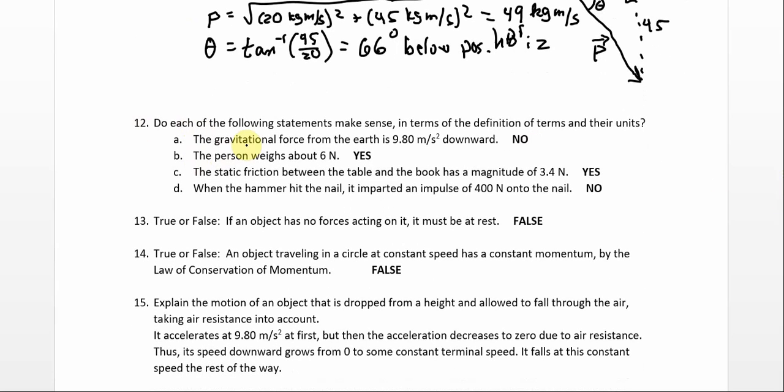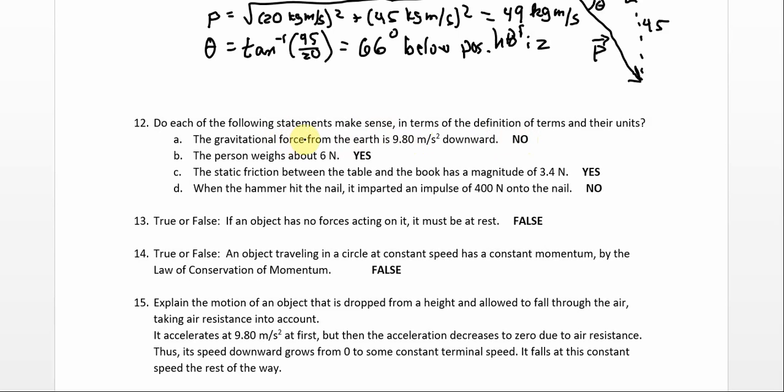Some more short answer ones. Do each of the following statements make sense in terms of the definition of the terms and their units? The gravitational force from the Earth is 9.80 meters per second squared downward. That does not make sense. That is the acceleration because of that force, but that is not the force.